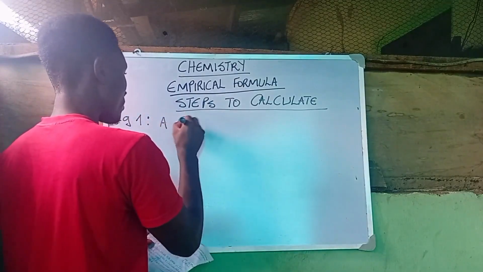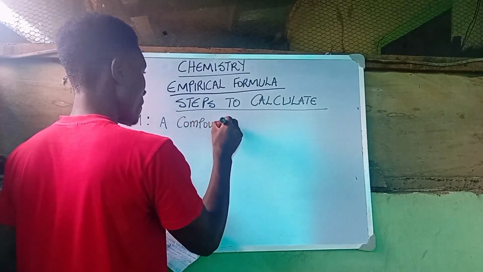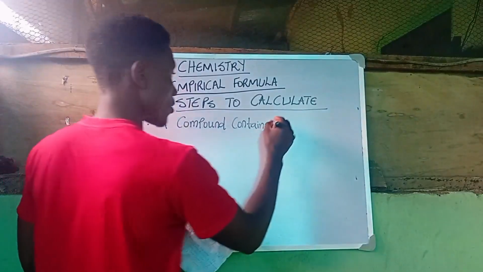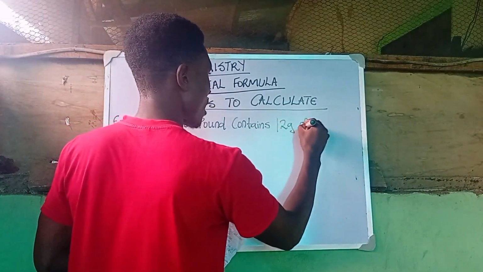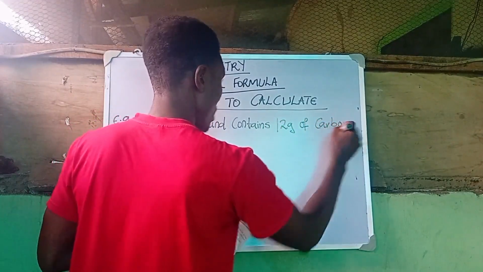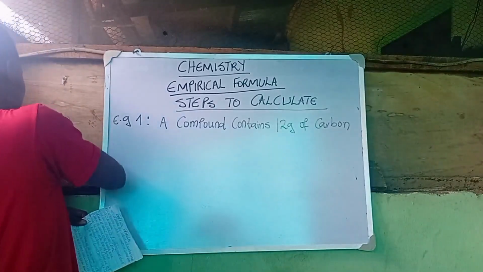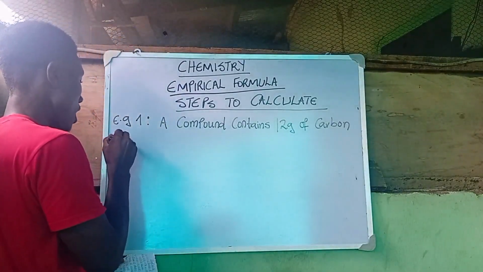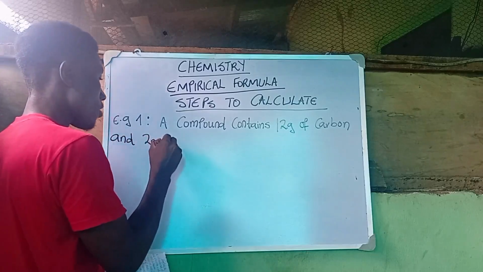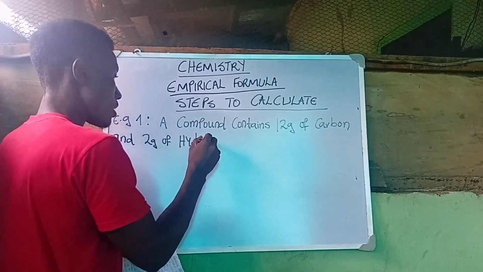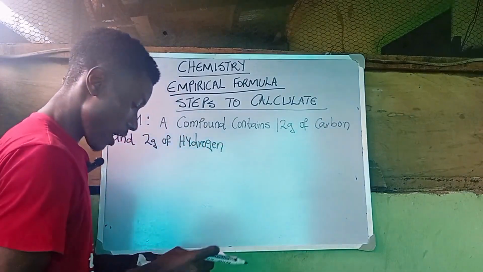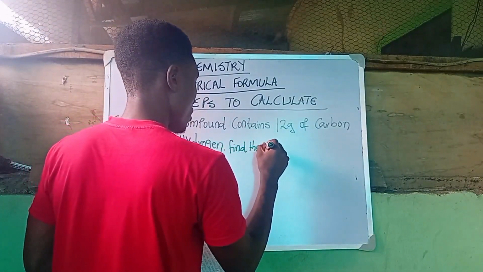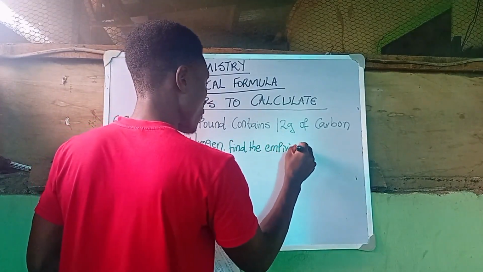A compound contains 12 grams of carbon and 2 grams of hydrogen. Find the empirical formula.